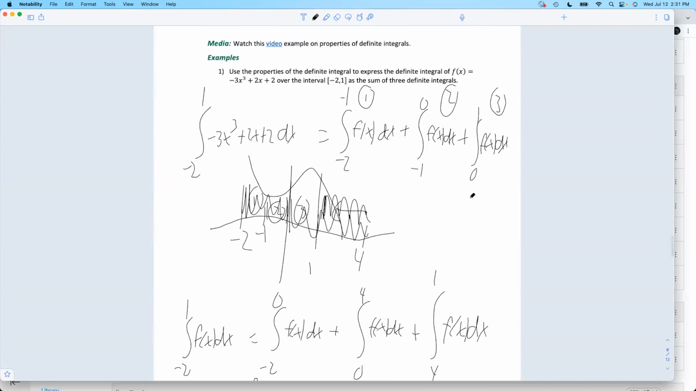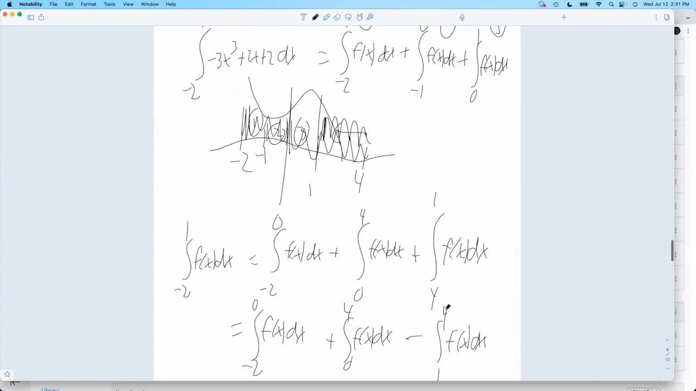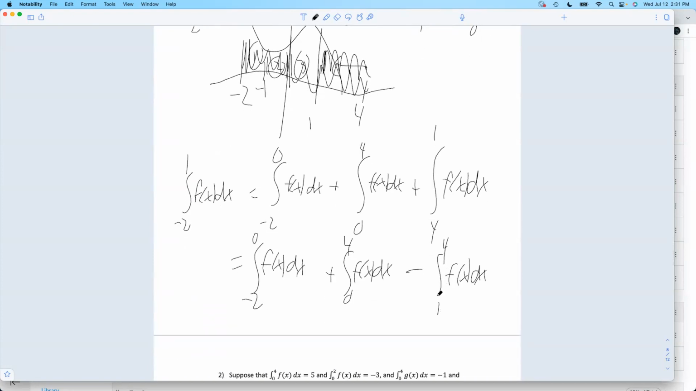This is understanding that you're allowed to split up your region of integration into as many chunks as you want. And this is understanding that if you switch your limits, you can do that by just taking the opposite of whatever that definite integral was.